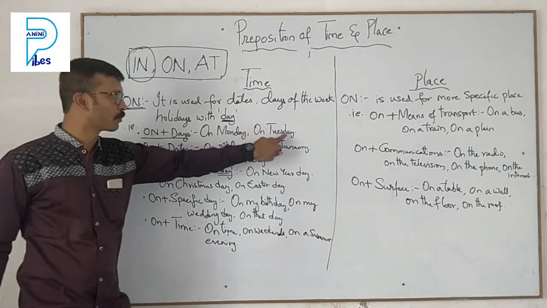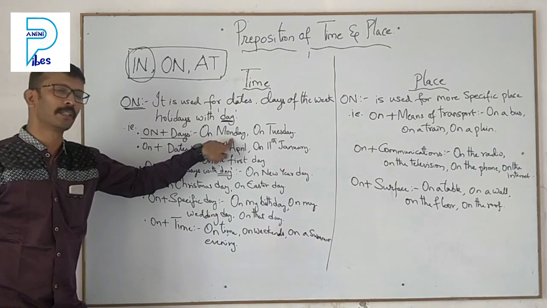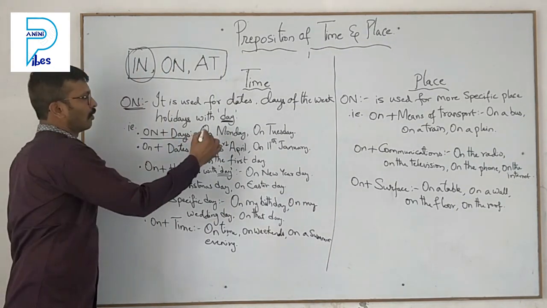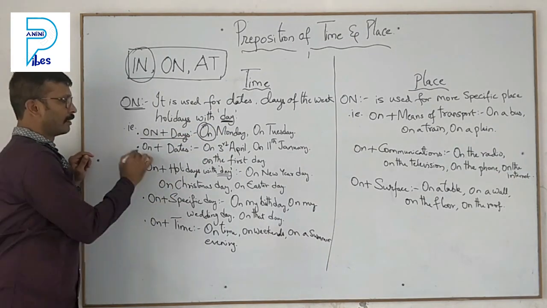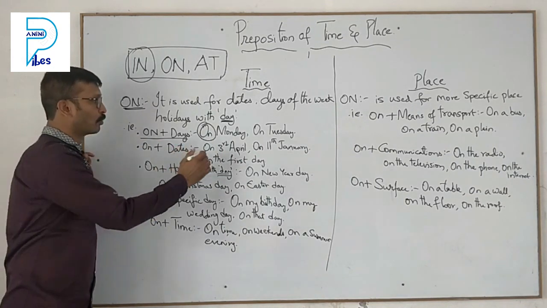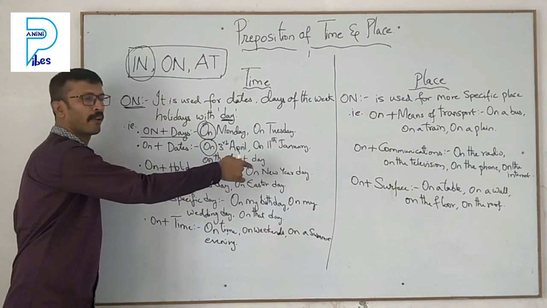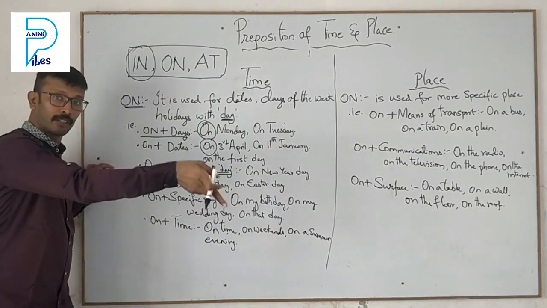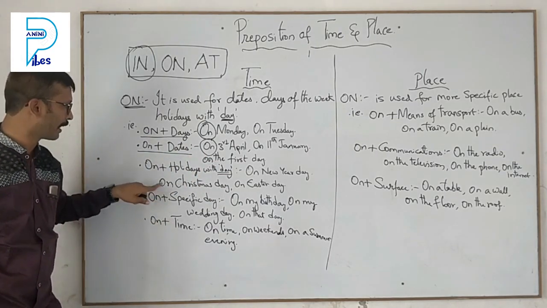So ये जो Monday और Tuesday, Wednesday, Thursday इस तरह जो वीक के डेज है, उस डे को हम जब बोलते हैं तो then we use the preposition on as a preposition of time. In the same way, on plus dates. So when we use dates, we use on as a preposition, like on 3rd of April, on 11th of January, on the first day. So इस तरह on जो है dates के लिए use किया जाता है.